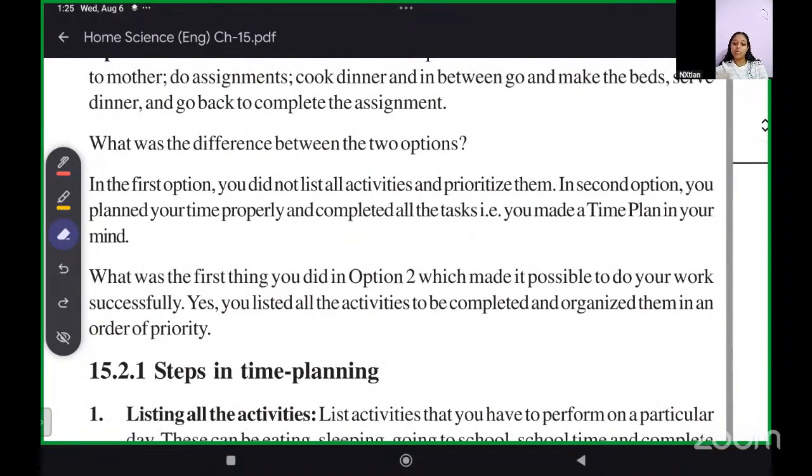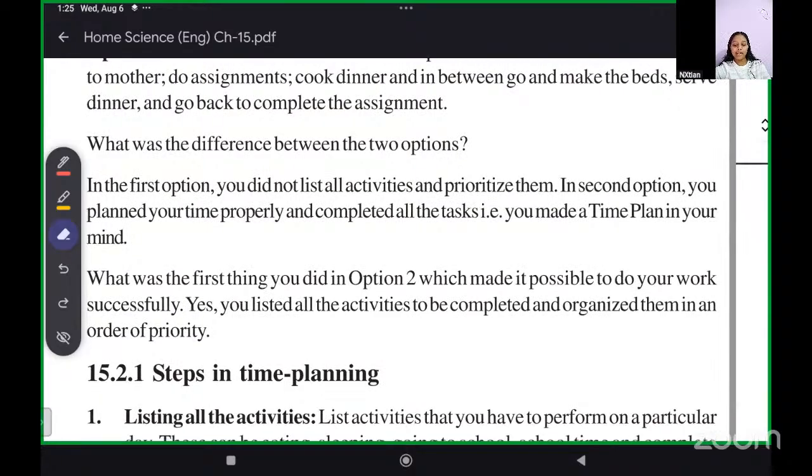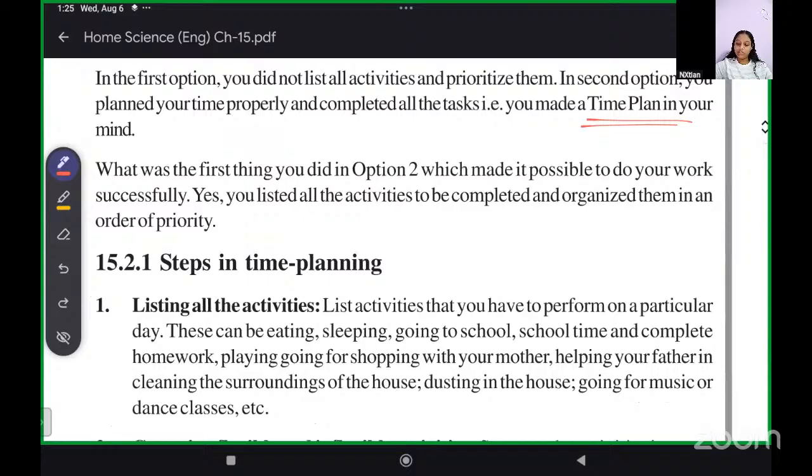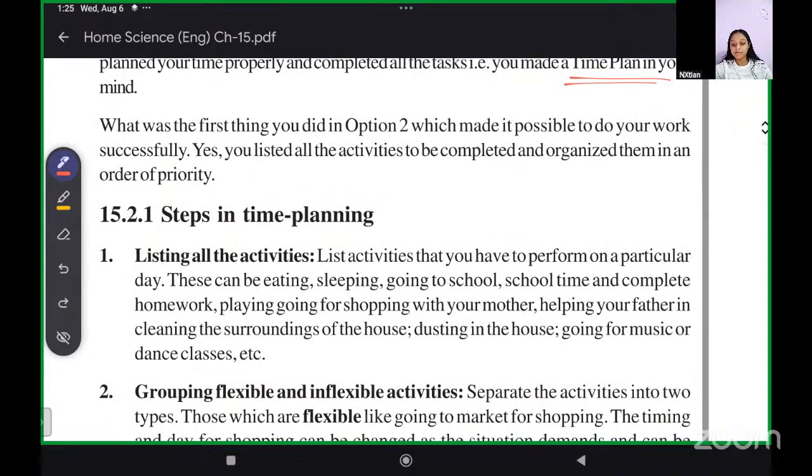In the first option, you did not list all the activities and prioritize them. In the second option, you planned your time properly and completed all the tasks. You made a time plan in your mind. What was the first thing you did in option two, which made it possible to do your work successfully? We listed all the activities to be completed and organized them in an order of priority. What are the steps in time planning?